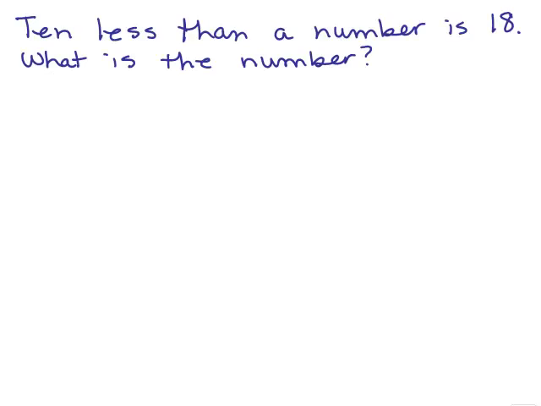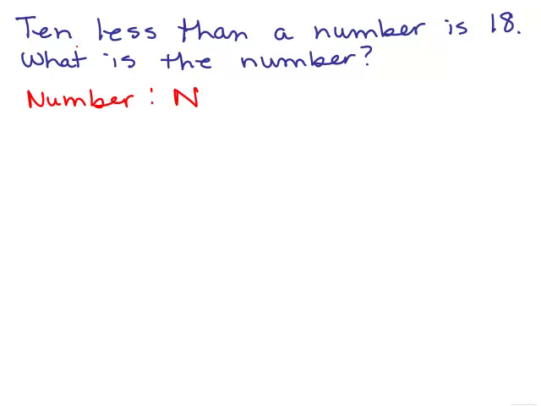Here's another word problem. 10 less than a number is 18. What is the number? Again, you read the problem through, and what is it you're looking for? You're looking for a number. So how about we define, this is called defining your variables. It means you have to let some variable represent what you're looking for. Let's call the number n, n for number, okay?